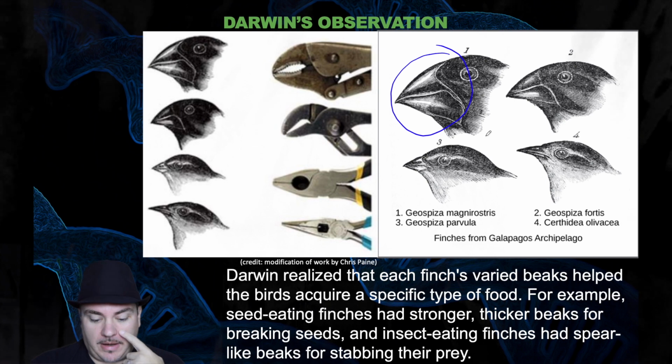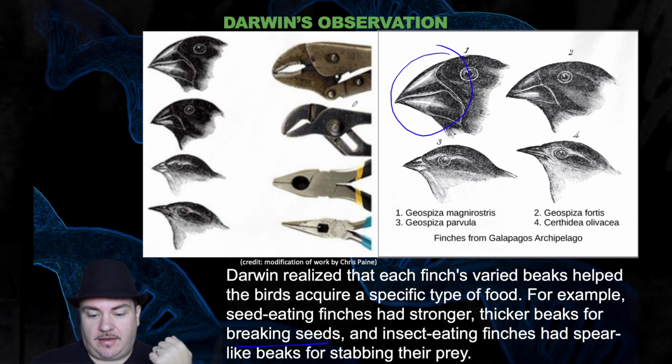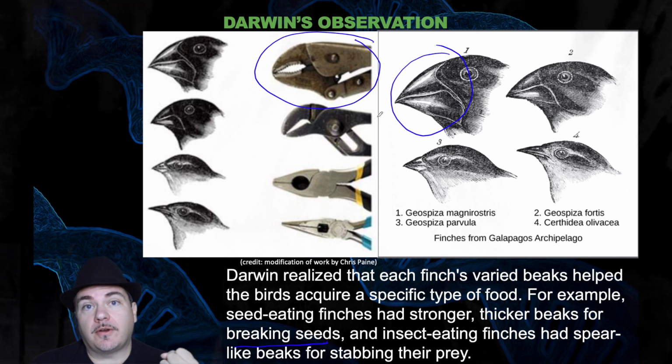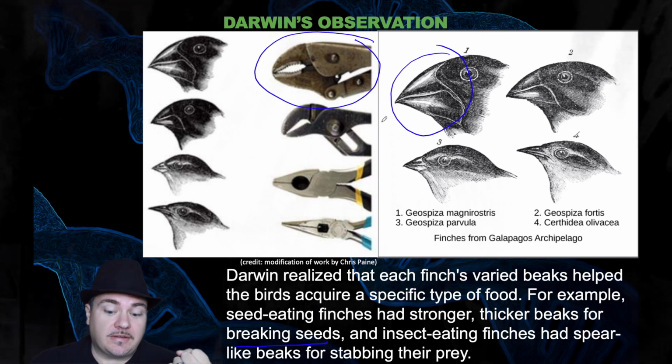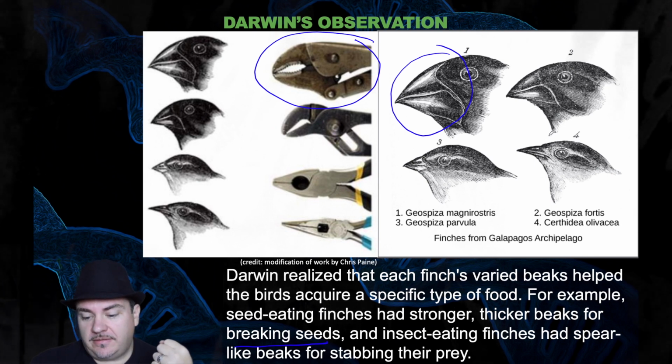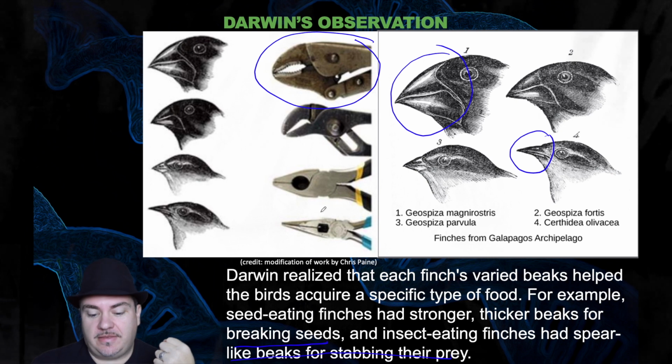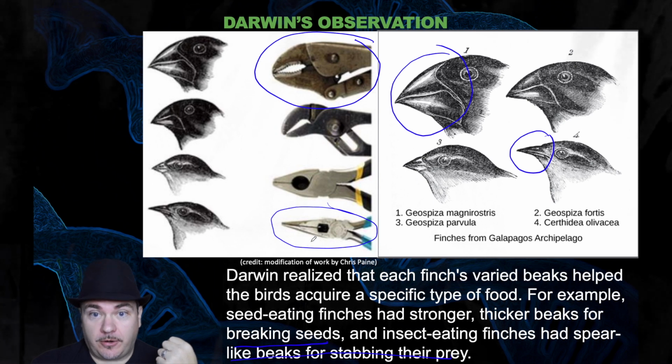Okay, why? To better break open the seeds. Okay, kind of like this vice grips type lock that can very easily crush a seed. Okay, whereas the insect-eating birds tend to have spear-like beaks for stabbing their prey. Okay, that's more like needle-nose pliers. These different pliers will be used for different purposes, just like these different beaks are used for different purposes, cracking open seeds versus catching insects.